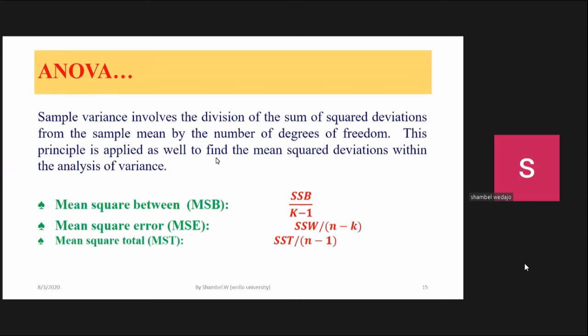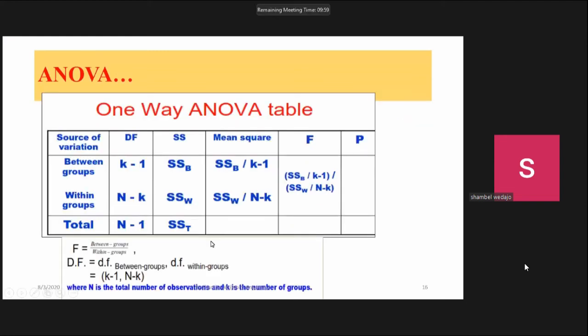One way ANOVA table: sums between group variation, source of variation, between group variation, within group variation, total. So the degree of freedom between groups is k minus 1. If you have 5 groups, minus 1 gives 4 degrees of freedom. If you have 3 groups, you have 2 degrees of freedom. Within group is n minus k, where n is the total number of samples and k is the number of groups.